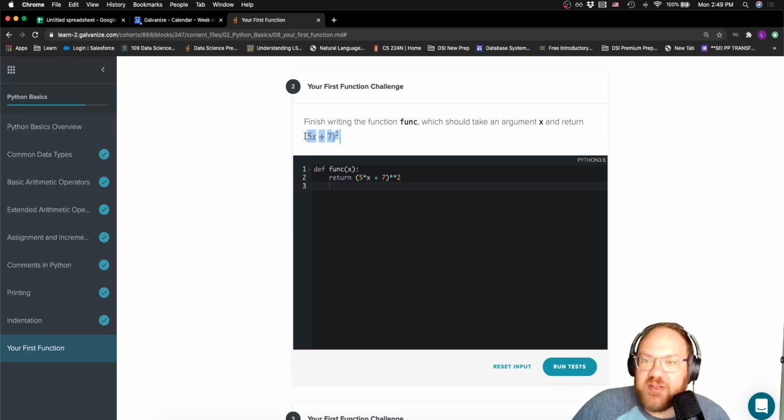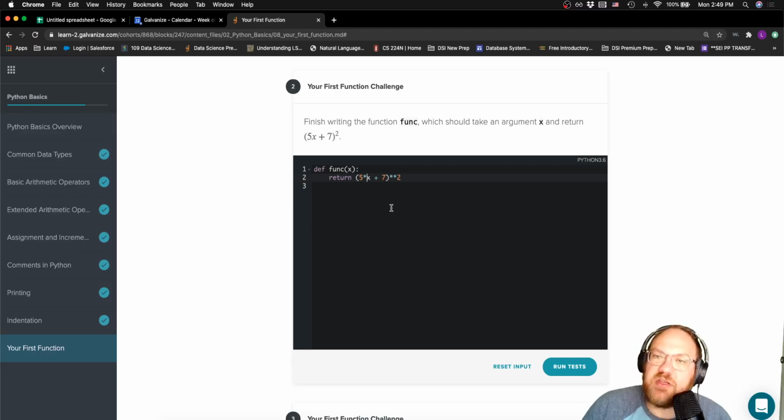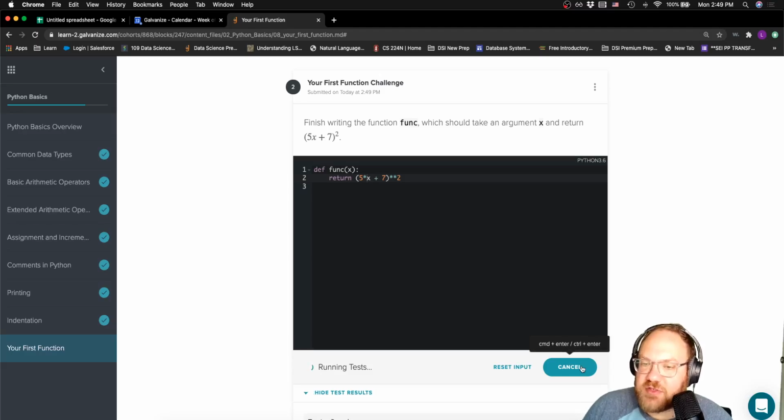We can see this is a really similar expression, the only difference being that we have to explicitly use the multiplication operator. But let's go ahead and give that a test, see if it runs, and we can see that is the correct solution. We'll see you in the next video for the last challenge.